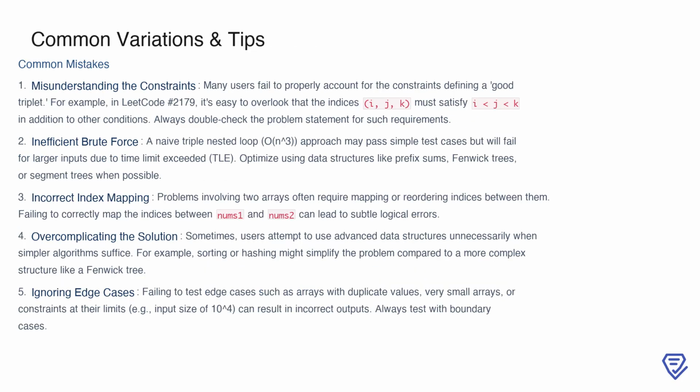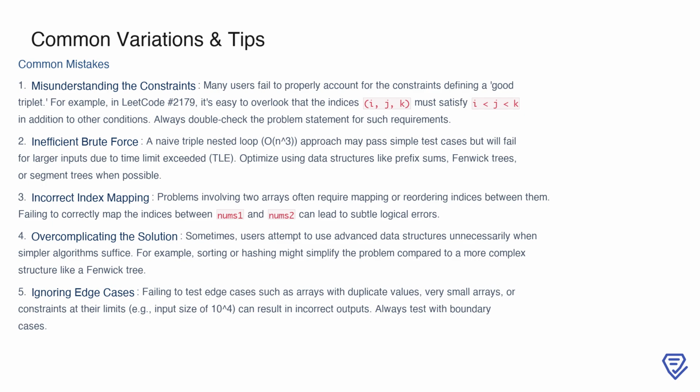When tackling this problem, there are several common pitfalls to watch out for. First, misunderstanding the constraints can be a big issue. It's not enough to just find triplets that meet the numerical conditions. Remember, the indices i, j, and k must also follow the strict ordering i < j < k. Skipping over this detail can lead to incorrect results.